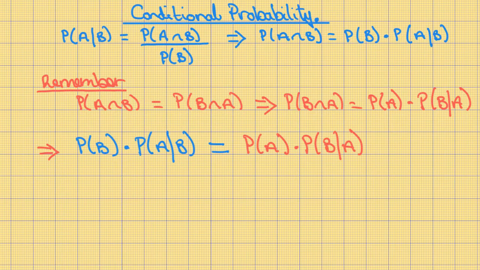Therefore, combining the two equations for the intersection, the probability of B times the probability of A, given that B has already occurred, is equal to the probability of A times the probability of B, given that A has already occurred.